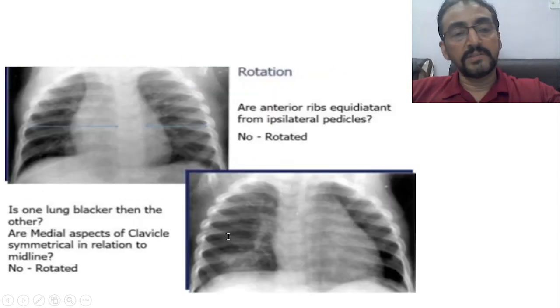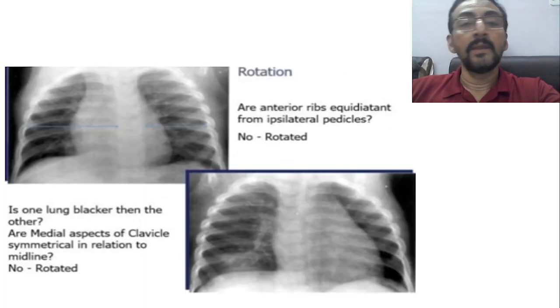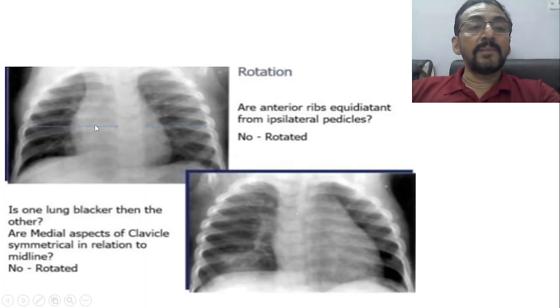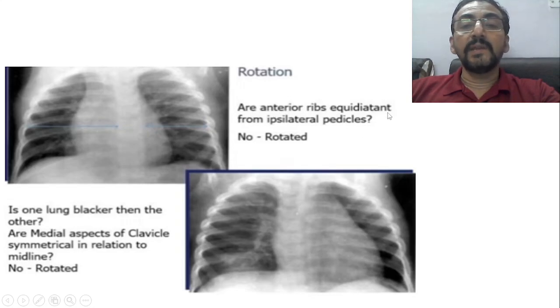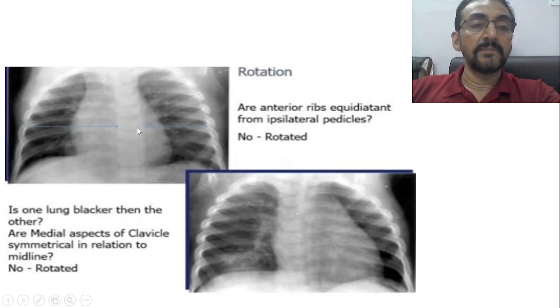Now if you look at these pictures, things will be very clear. See, this is one example of rotation. The anterior ribs are equidistant from the ipsilateral pedicles. So, not rotated. This is the central portion. We have taken the clavicle in the example, but the anterior ribs are equidistant from the ipsilateral pedicles. So this suggests there is no rotation; it is equidistant.